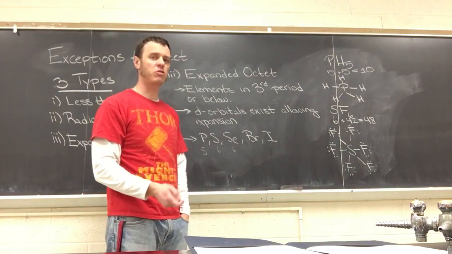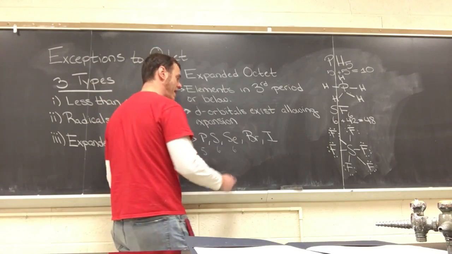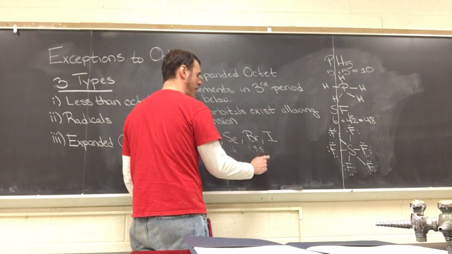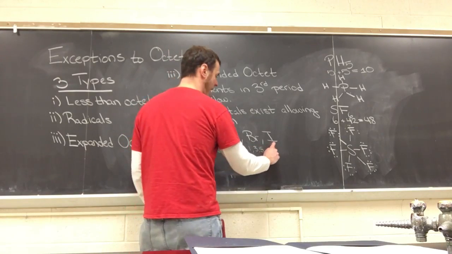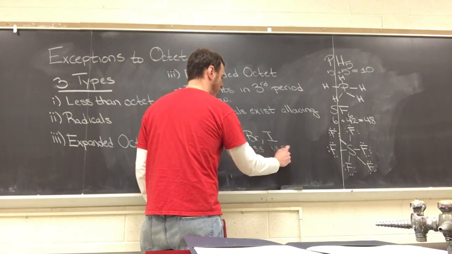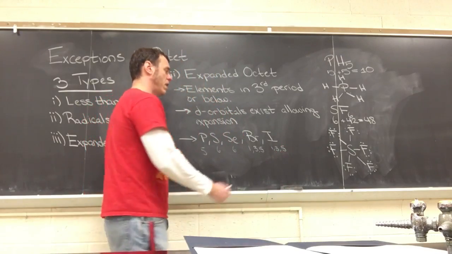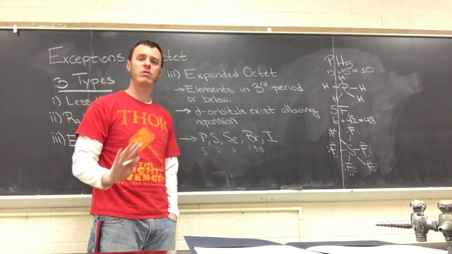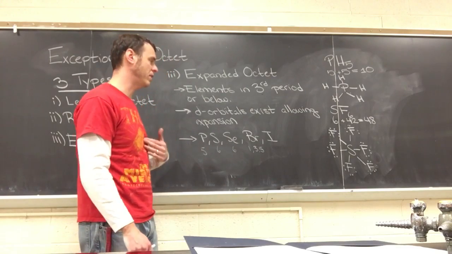Now bromine gets a little strange. Bromine can make 1, 3, or 5 bonds. Iodine, same, 1, 3, or 5. And you'll see, well, actually, now that I think about it, I'm not going to put any labels on iodine because who likes labels? I don't.